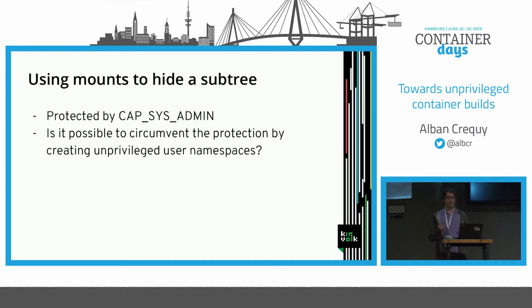So far I talked about hiding a subtree in systemd and Docker with a bind mount. That could be disabled or removed if the process has CAP_SYS_ADMIN. But do you think it's possible to circumvent that protection even if you don't have CAP_SYS_ADMIN? You could create an unprivileged user namespace, and then you have the capabilities inside that user namespace, and then you could try to unmount that. Do you think it will work?